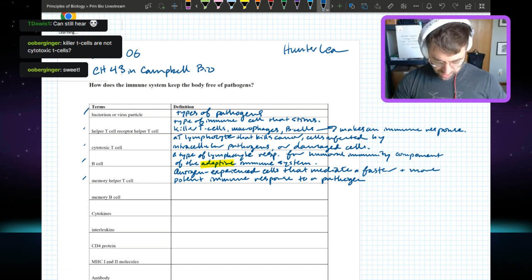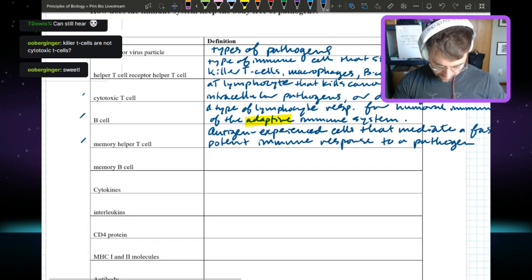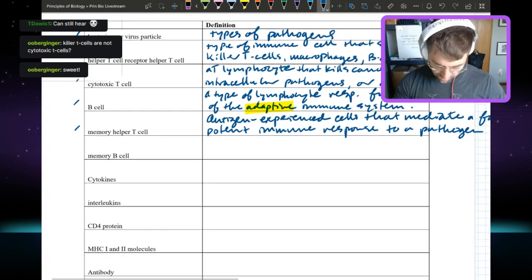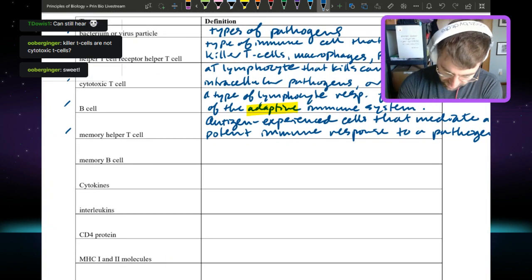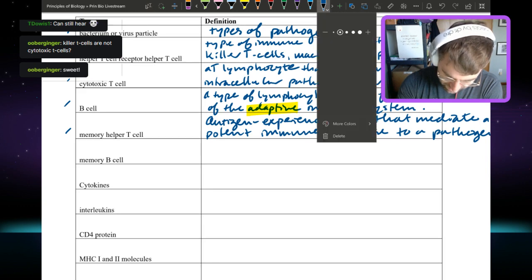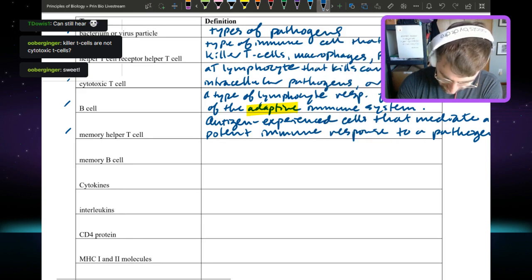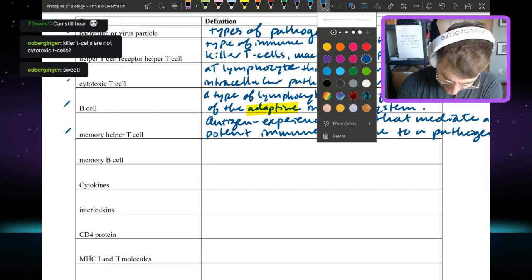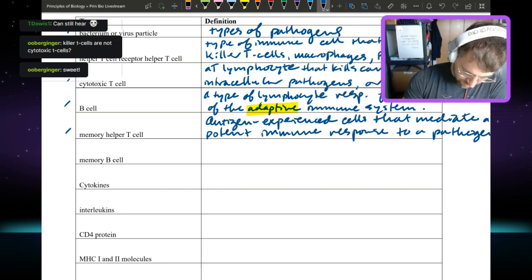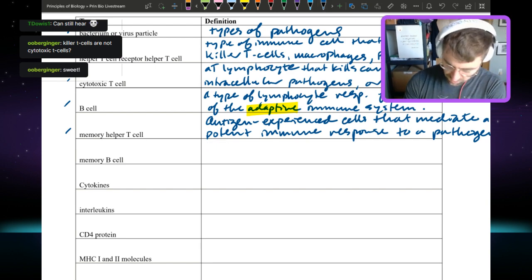I'm going to change my format here a little bit. Change the size of my marker here so that we can actually get inside these boxes, because it may not be bothering you, but it's bothering me visually. Fantastic. Okay.